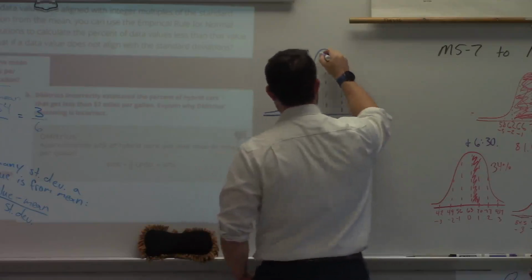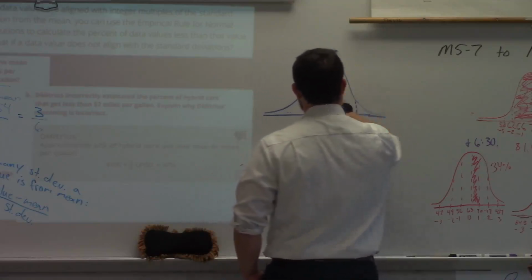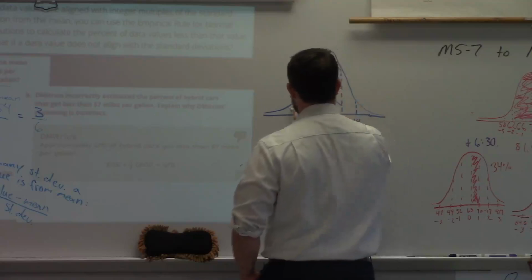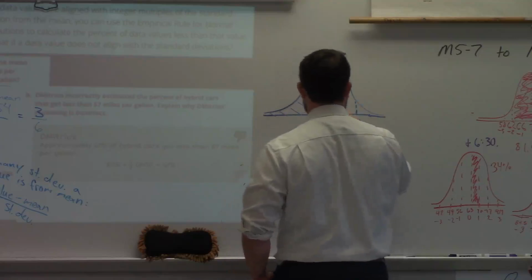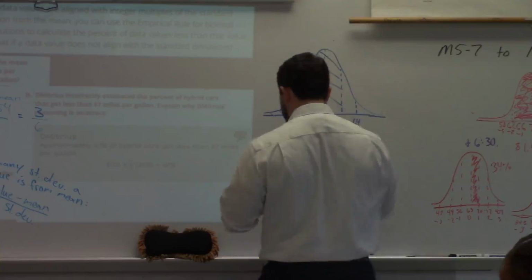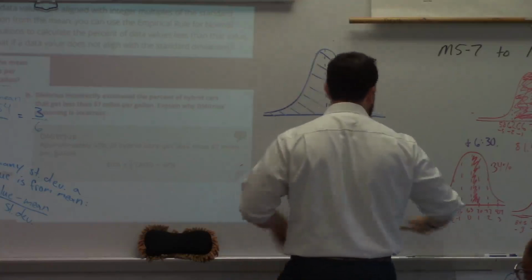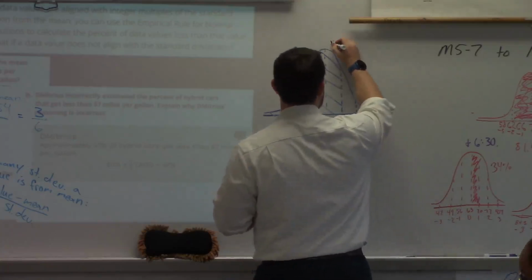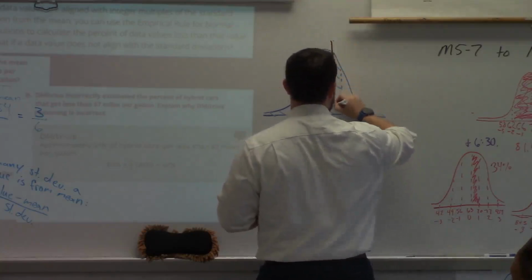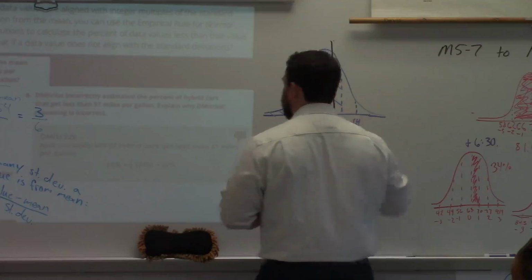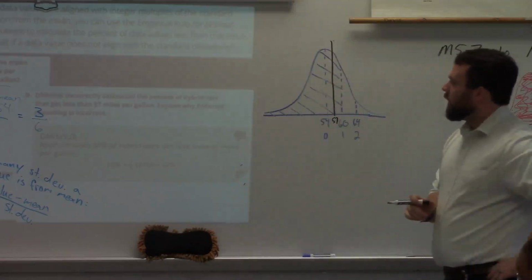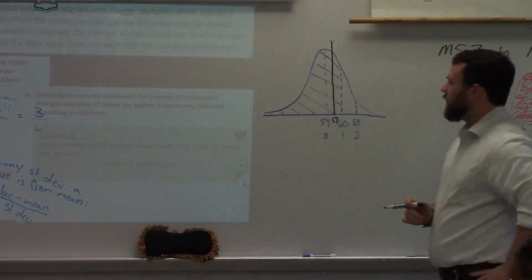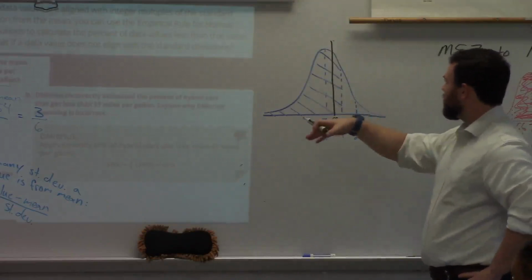And so in B, again, we're looking at the situation of, was it 56 miles per gallon? Or 57, sorry, for lying to you. So we're looking at 57. And so Demetrius incorrectly estimated the percent of hybrid cars that get less than 57 miles per gallon.